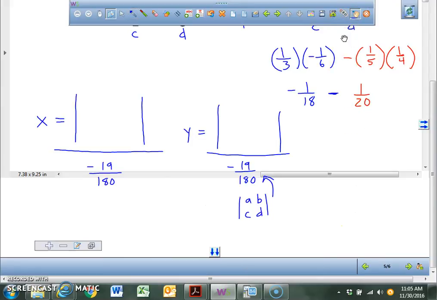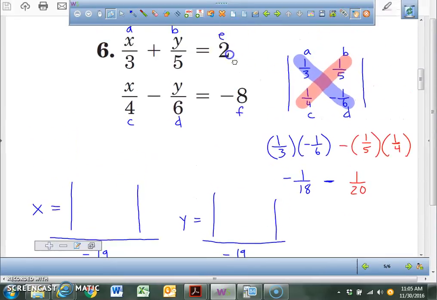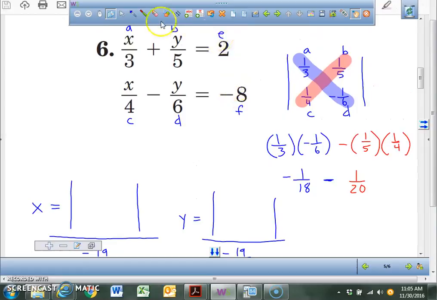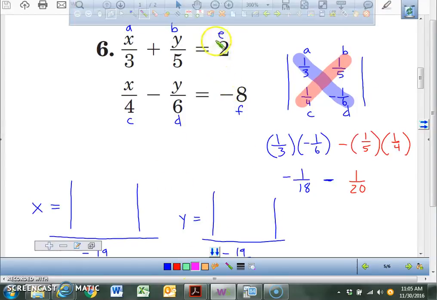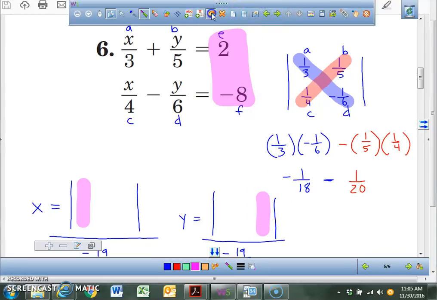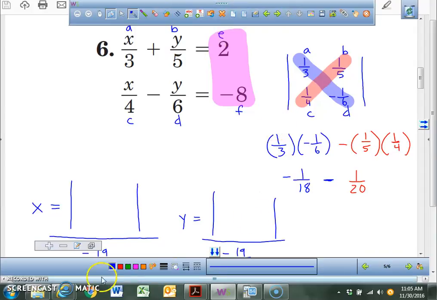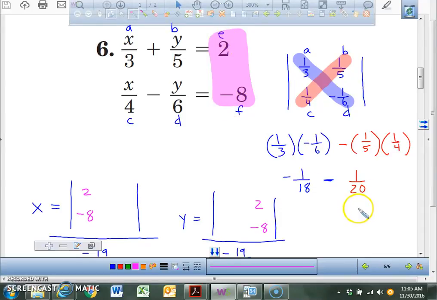All right. Now, what am I going to do with this 2 and this negative 8? What am I going to do with these guys? Where am I going to put it in this one? Up front. Very good. Where am I going to put this one? There in the back. Okay? So right here, I'm going to put a 2 and a negative 8 up front. I'm going to put the 2 and the negative 8 in the back. These are my E and F values.